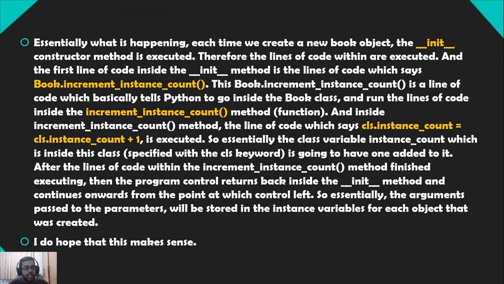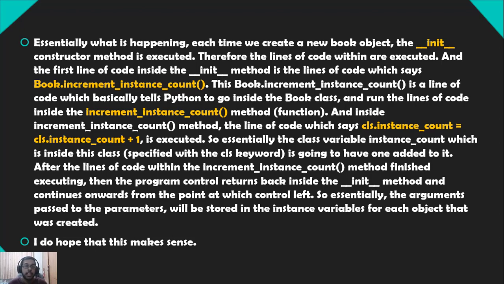Essentially, what is happening, each time we create a new book object, the init constructor method is executed. Therefore, the lines of code within are executed, and the first line of code inside the init method is the line of code which says book.incrementInstanceCount. This is a line of code which basically tells Python to go inside the book class and run the lines of code inside the incrementInstanceCount method function.